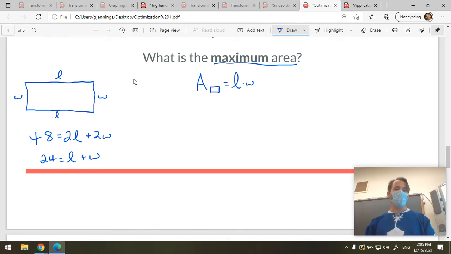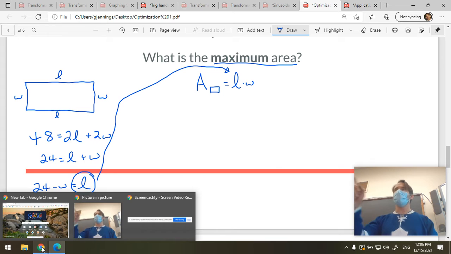Divide the whole equation by 2. And then I'm going to subtract W from one of the sides, so that I have 24 minus W equals L. Aha! Now I can substitute this in here. Now I will have one equation, one unknown. It will be solvable. Let's take a look.